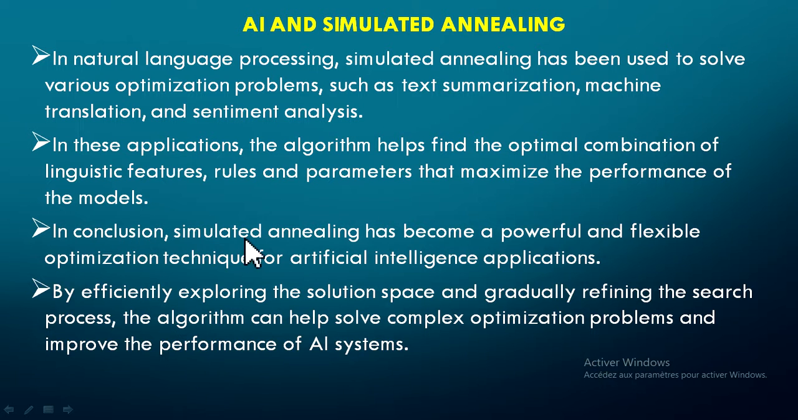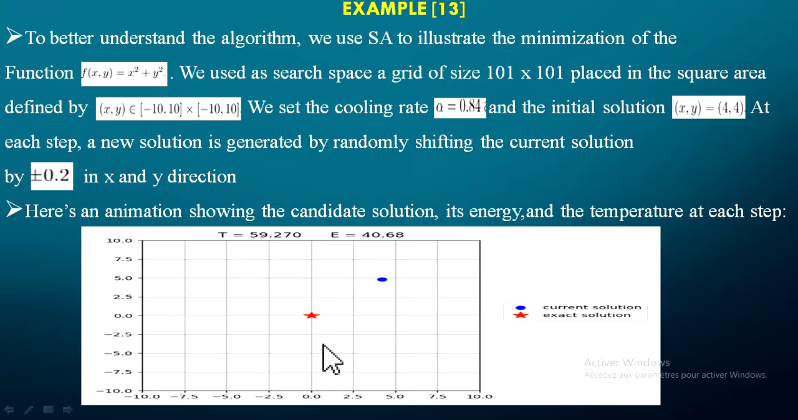In conclusion, simulated annealing has become a powerful and flexible optimization technique for artificial intelligence applications. By efficiently exploring the solution space and gradually refining the search process, the algorithm can help solve complex optimization problems and improve the performance of artificial intelligence systems.